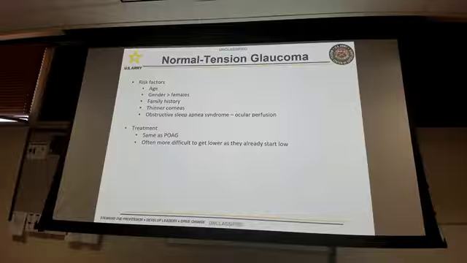The treatment for normal tension glaucoma is the same as POAG. A lot of times it's hard to lower their pressure when it's already on the lower end or within that normal range.